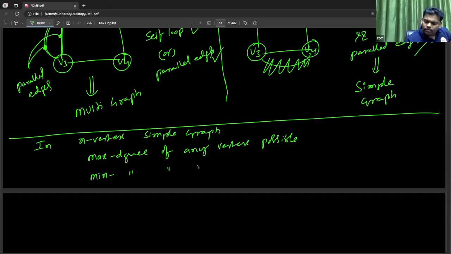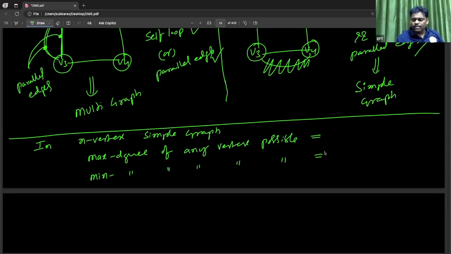Minimum degree of any vertex possible. What is the answer, if anyone knows? In an n-vertex simple graph, maximum degree of any vertex possible, minimum degree of any vertex possible. Right? Let's see.